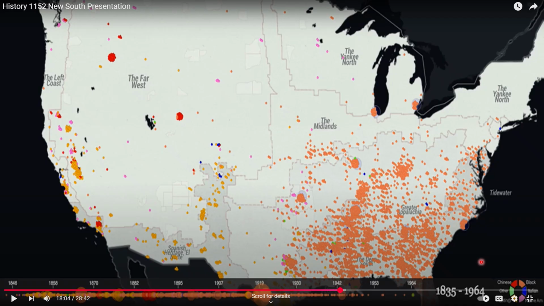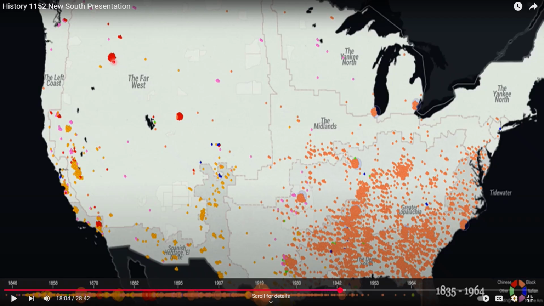There are lynchings of other racial groups and ethnic groups as well. You can see blue dots represent Italians. You see lynchings of Italians in the South, but also in the Northeast as well, where there are large Italian populations. Out west, you see evidence of lynching as well. Chinese people being lynched here with these red dots.